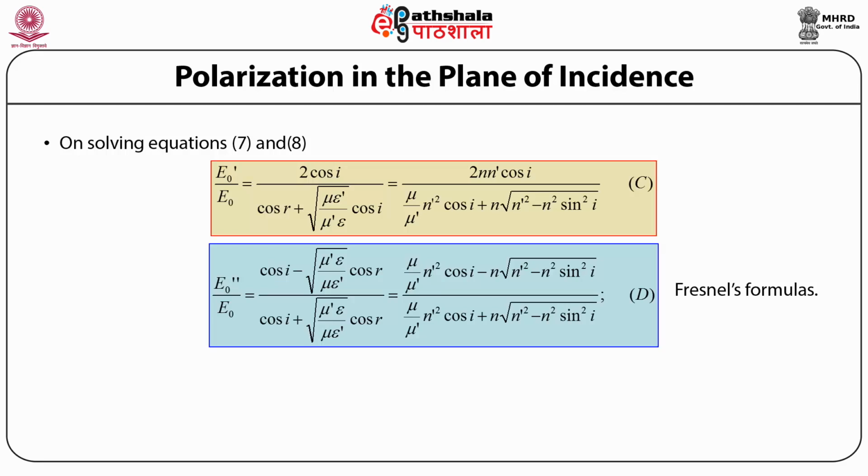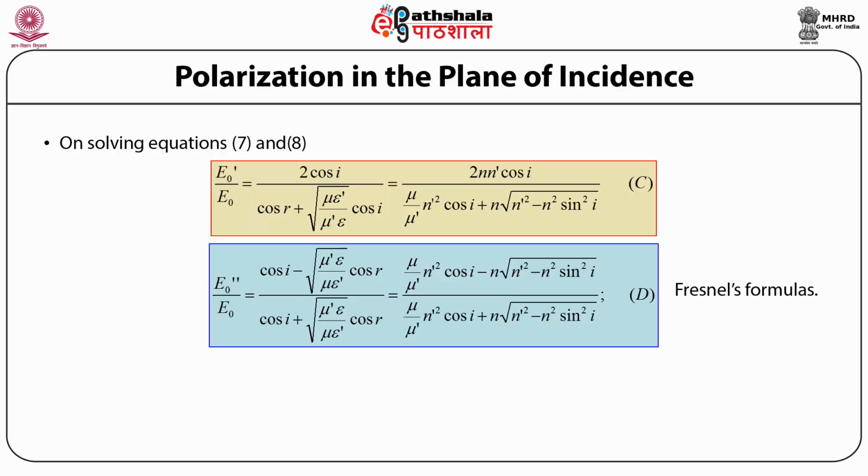of medium 1 times under root of square of the refractive index of medium 2 minus square of the refractive index of medium 1 times square of the sine of angle of incidence, while the ratio of the amplitude of the electric field of the reflected wave and the amplitude of the electric field of the incident wave is given by cos of angle of incidence minus under root of mu prime times epsilon by mu times epsilon prime, whole times cos of angle of refraction, divided by cos of angle of incidence plus under root of mu prime times epsilon by mu times epsilon prime, whole times cos of angle of refraction.